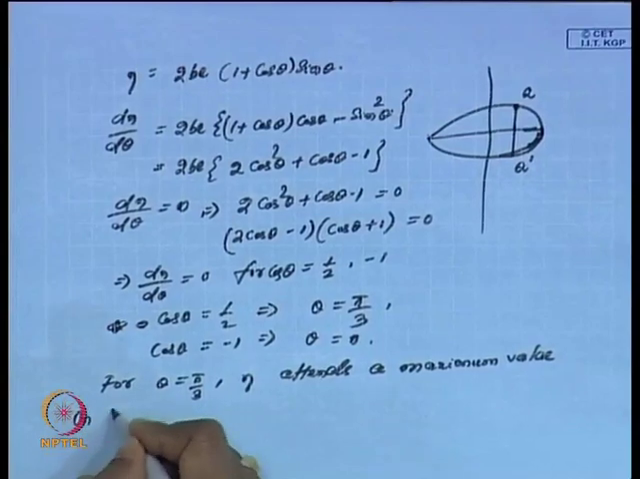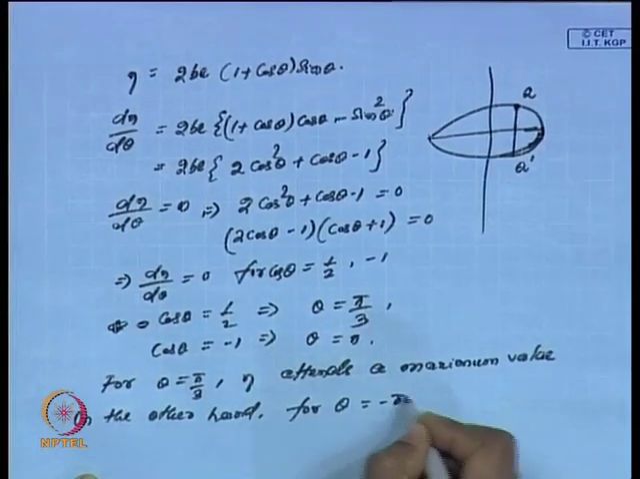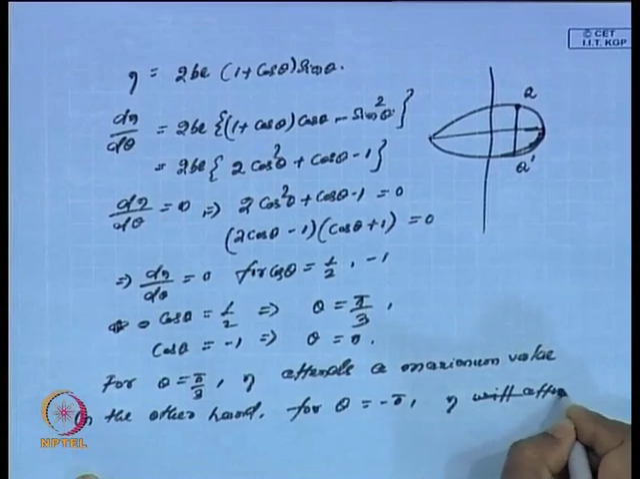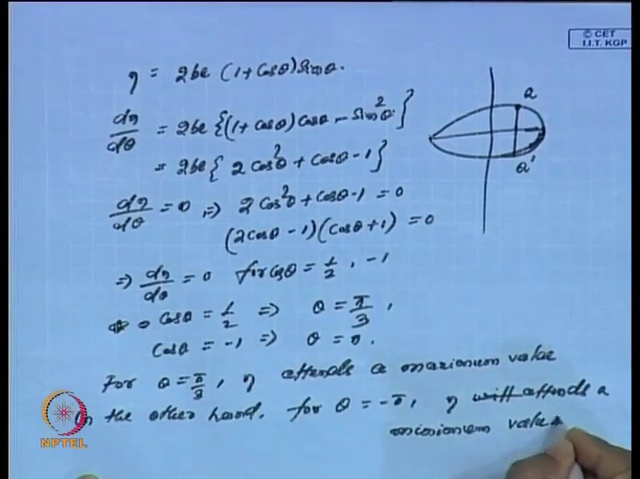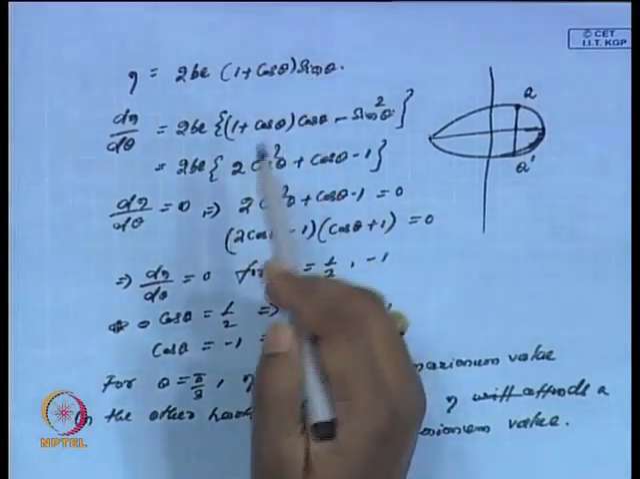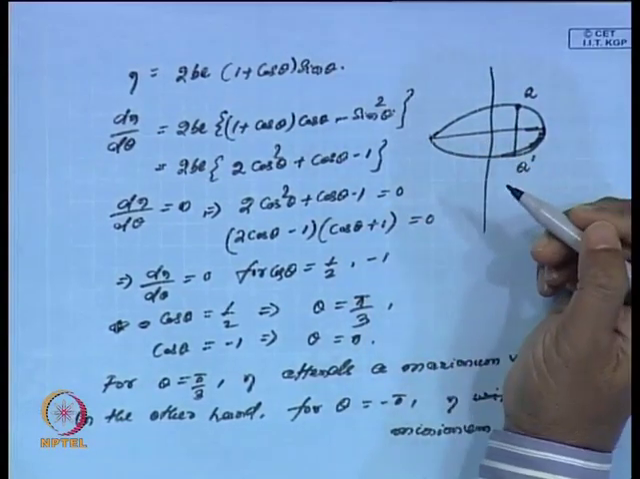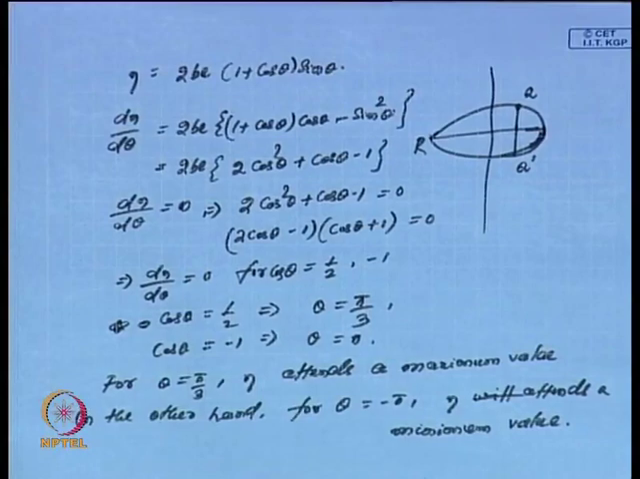On the other hand, for theta equal to minus pi, eta will be, it attains a minimum. So, we have seen that basically eta will be 0 for theta equal to minus pi, because this quantity will give you eta 0, so this point will be 0. This is the point r, suppose, and that is the trailing edge. So, theta is minus pi will lead to this point r.